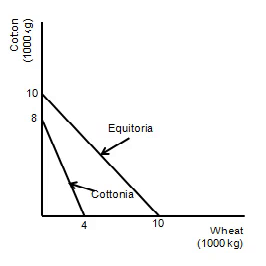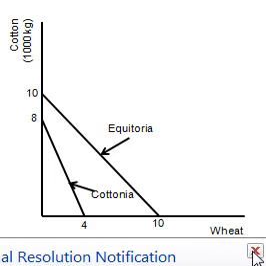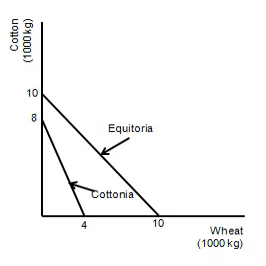Now here we've got a typical AP graph depicting two countries that can benefit from trade with each other. We've got Equatoria and Cattonia. They can produce cotton or wheat.